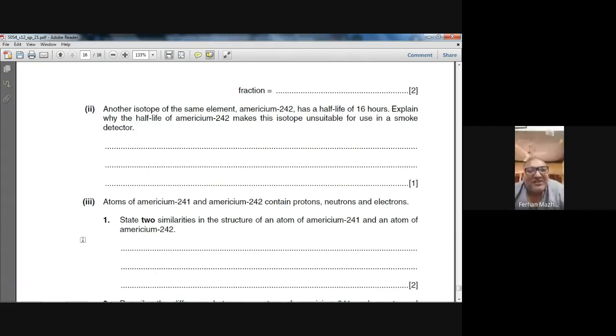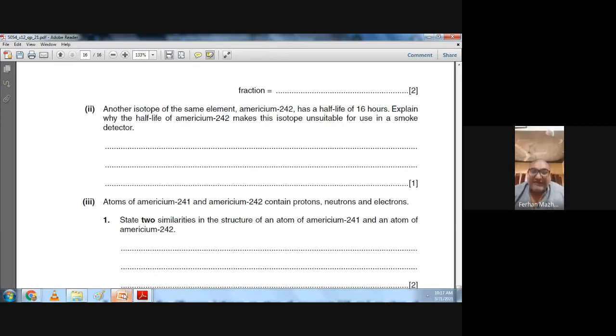So after maybe 3, 4, 5 days, you have to replace that sample, because if its half-life is only 16 hours, after 5 days, suppose, all the americium would have decayed. And then you will have to buy new americium and put it into the smoke detector. So this is not suitable. Its half-life is too short. After every 1 week, we have to buy new americium to put into the smoke detector.